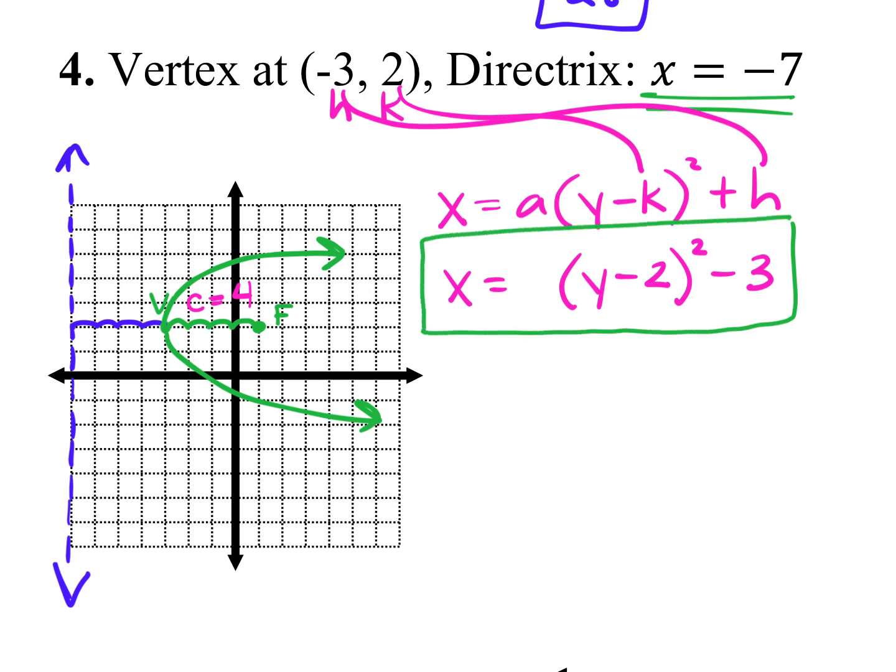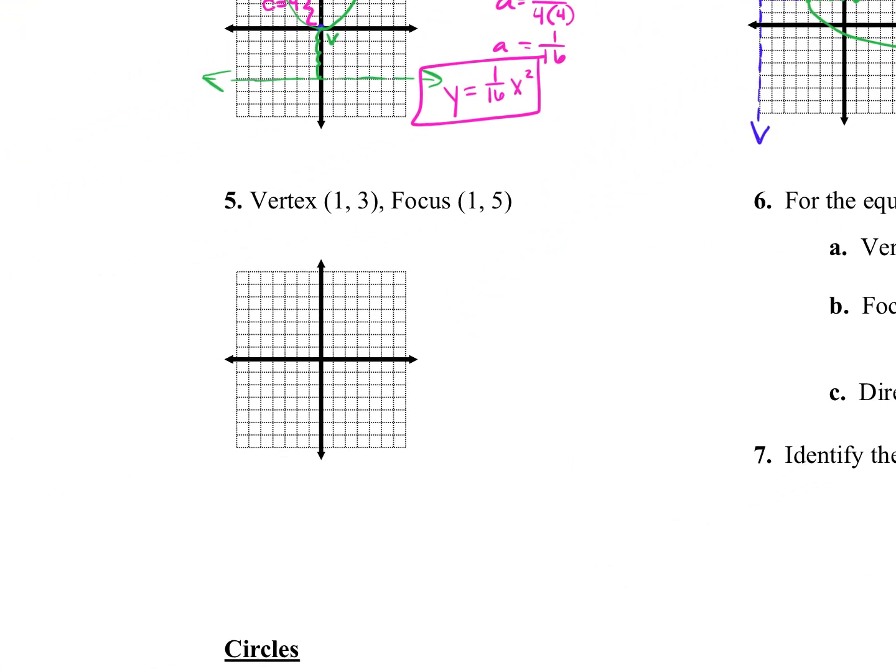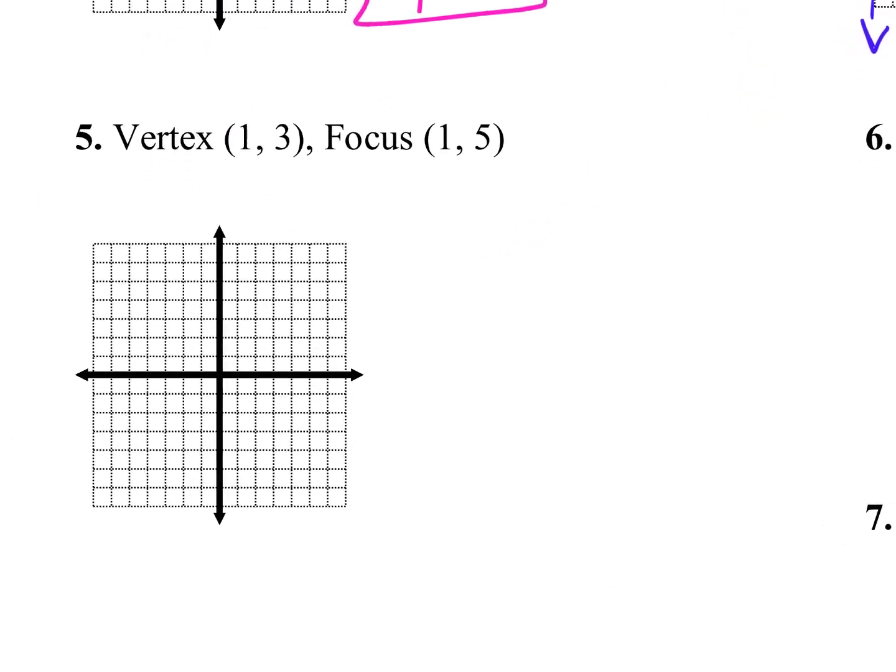Okay, so this is our answer. We just need to know a. Well, a is 1 over 4 times c. So 1 over 4 times 4, or 1/16, will be your a value. Aren't these fun? I love this stuff. So fun.